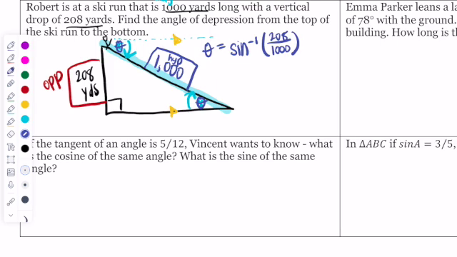So let's see the angle of depression for Robert: 208 divided by 1,000, and he's going to be looking at a 12-degree angle. So from Robert's line of sight, that's going to be 12 degrees. So this is 12 degrees, and then this is also going to be 12 degrees. Ultimately, the final answer: that would be his angle of depression.